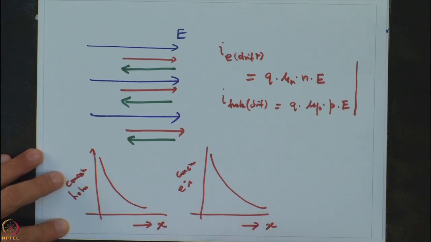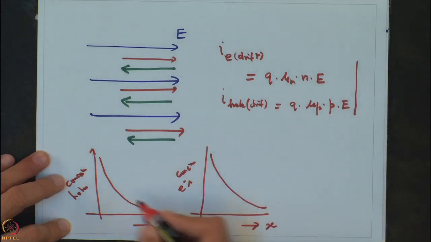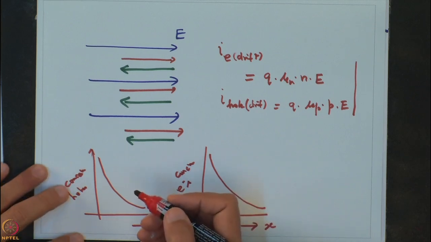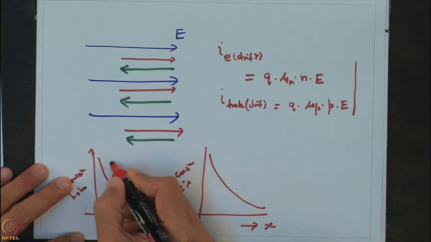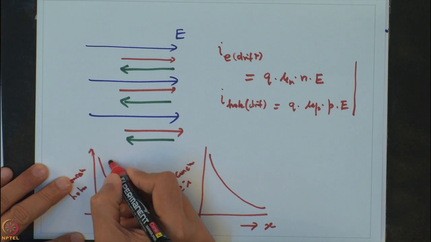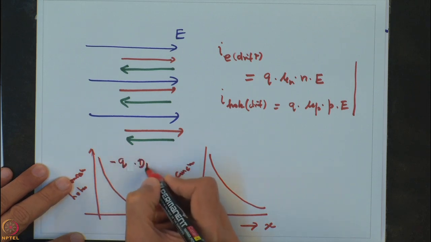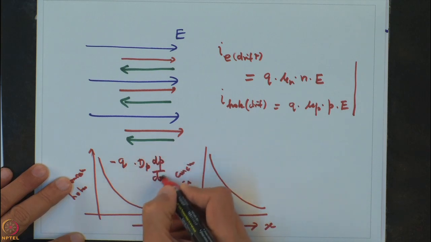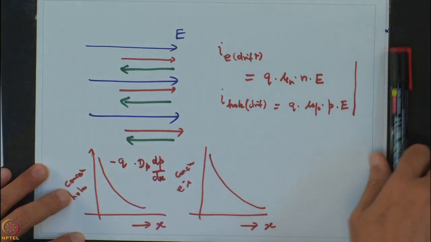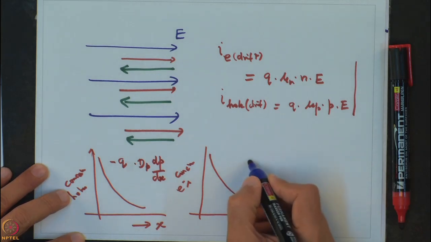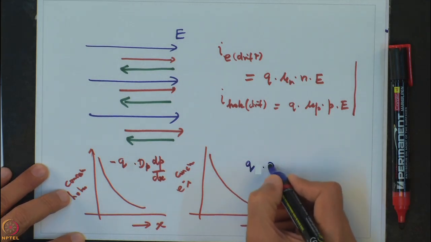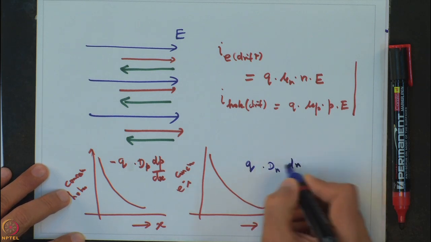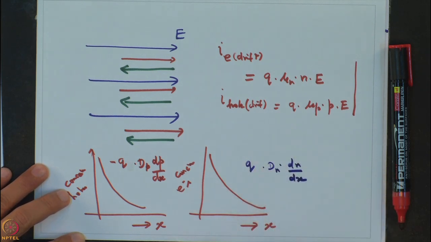And in the case of the holes, we will find that the current caused because of the diffusion of holes will be given by minus of q into Dp, which is nothing but the diffusion constant of holes, into dp by dx. And for the electrons, it will be given by q into Dn, where Dn is nothing but the diffusion constant for electrons, into dn by dx.